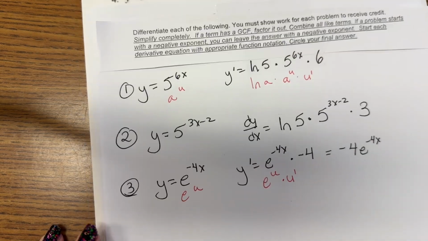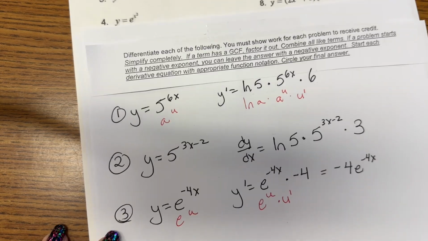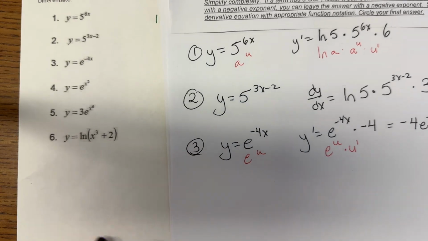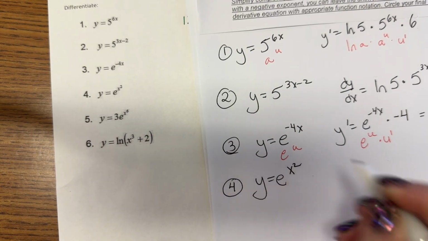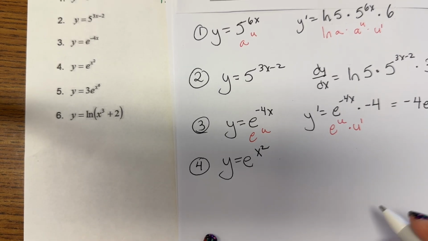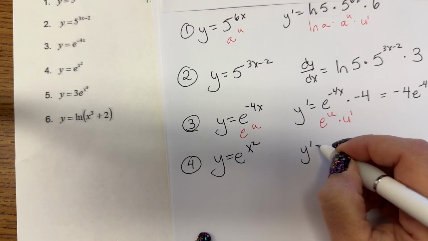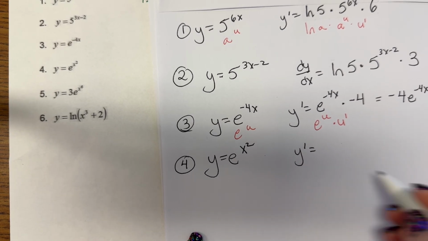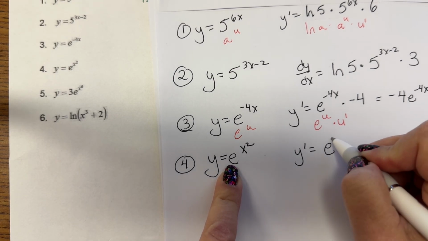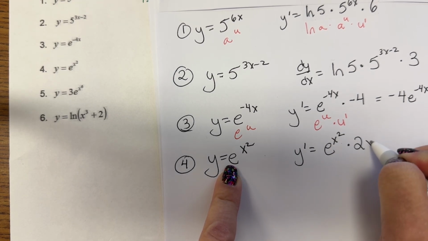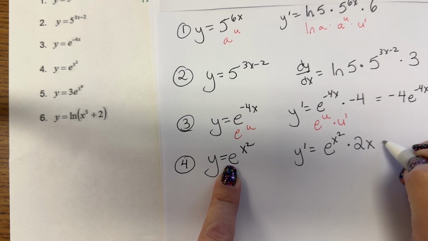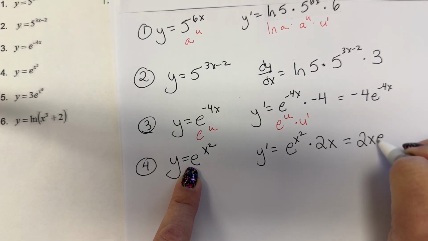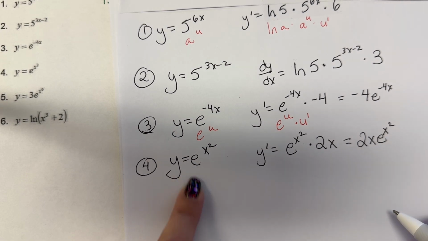All right, number 4. So now the derivative is e to the u times u prime. This 2x is the derivative of the power. Just going to slide that to the coefficient spot in the front.